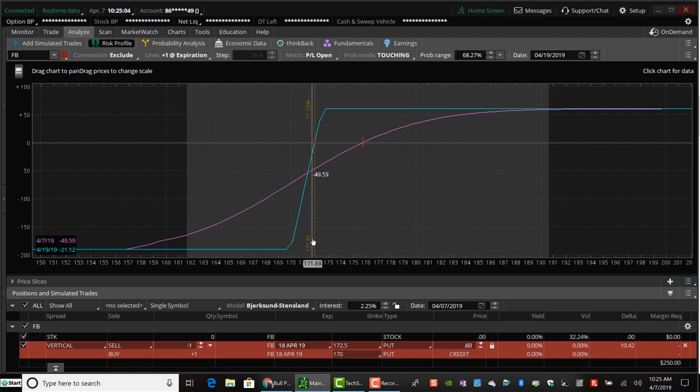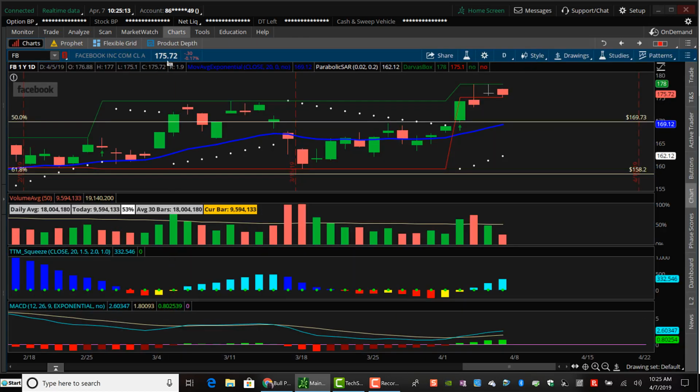Stay above 172, and you more than likely stand a chance to get some kind of profit. If you look at the charts now, price action is at 175.72. So you give yourself a lot of cushion for error.